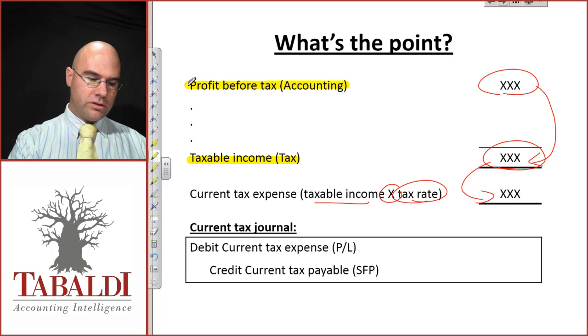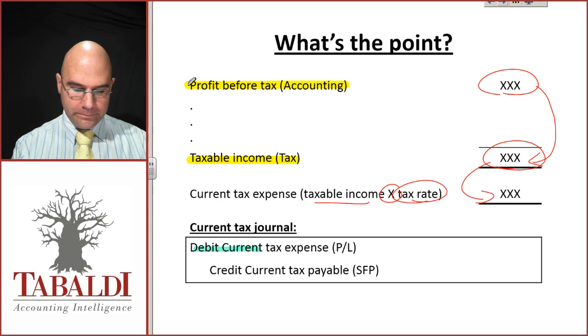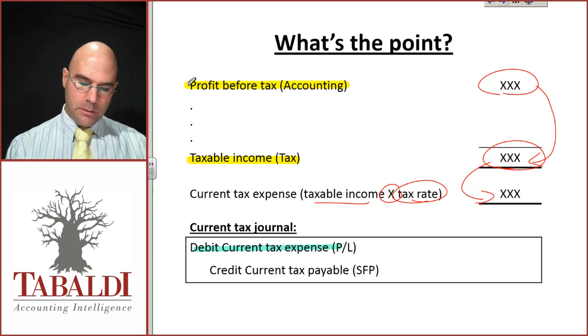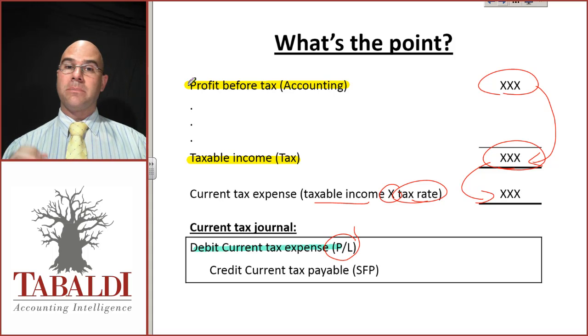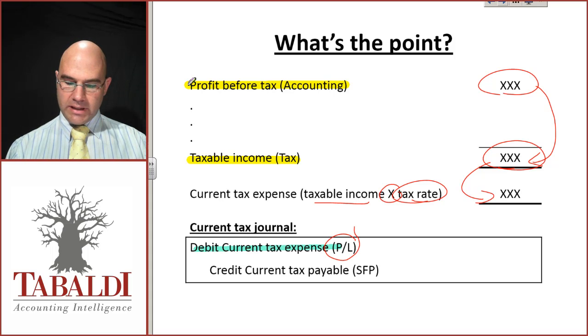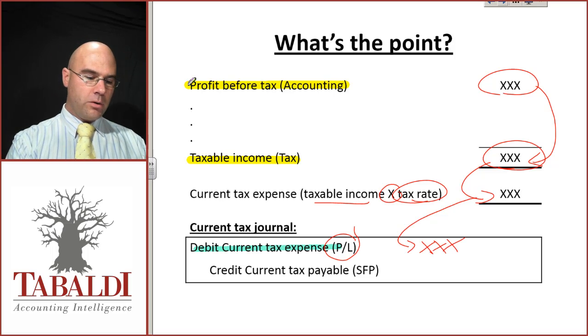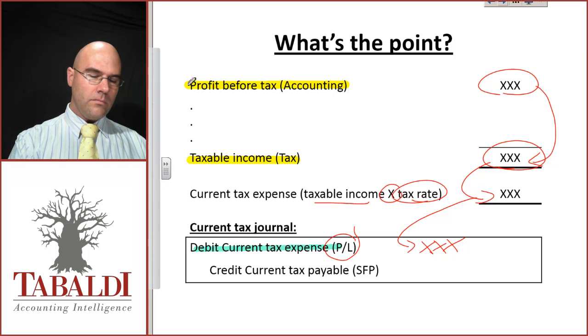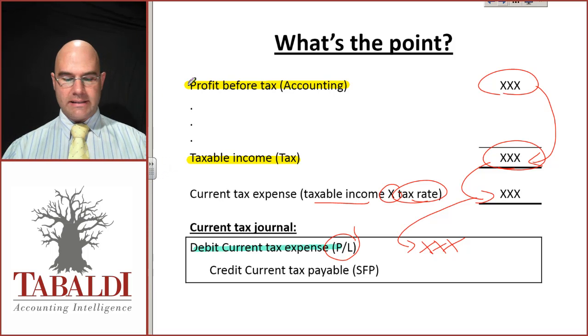Current tax journal, you will start off by debiting the current tax expense. Please note I have marked that off as a profit and loss account, and you will take your current tax expense and put that into the debit of the journal. The credit side of the journal, well, that will be your current tax liability, the current tax payable, which is owing to the tax authority.